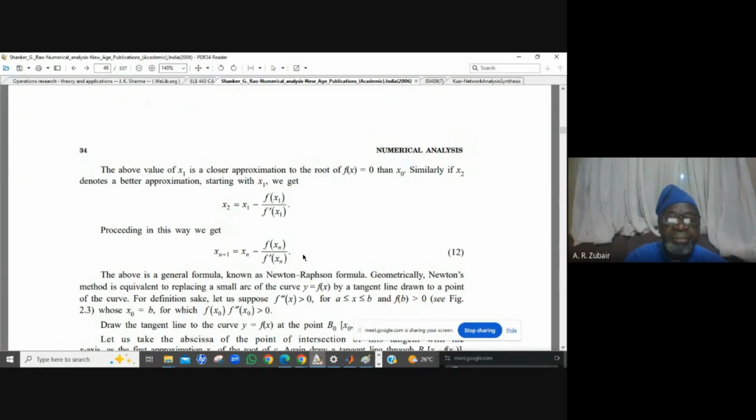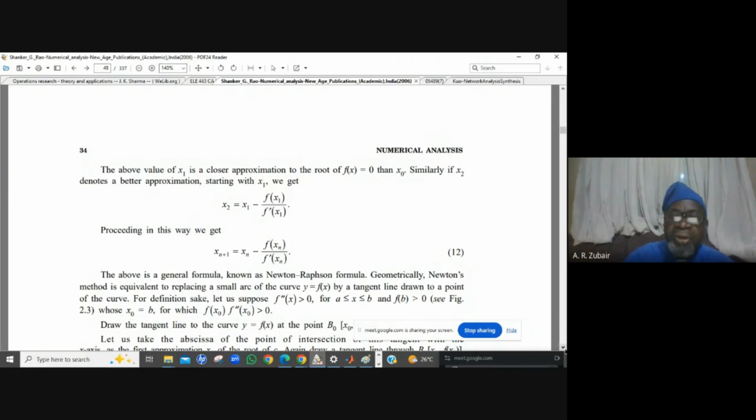How do you use this? Let Xn be your current iteration. It's still an iteration method. If Xn is your current iteration root, you are going to find f of Xn. And you are going to differentiate the function f. So you are going to find f prime of Xn. Then you are going to compute Xn minus f of Xn divided by f prime of Xn. That will be your next value.